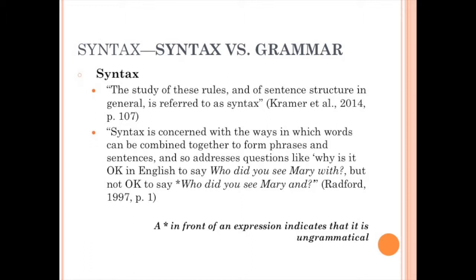Note that the asterisk in front of an expression indicates that it is ungrammatical. So when you see, "Who did you see Mary and?" with an asterisk, this isn't a typo, it's an example of an ungrammatical sentence. Ungrammatical structures teach us a lot about syntax.